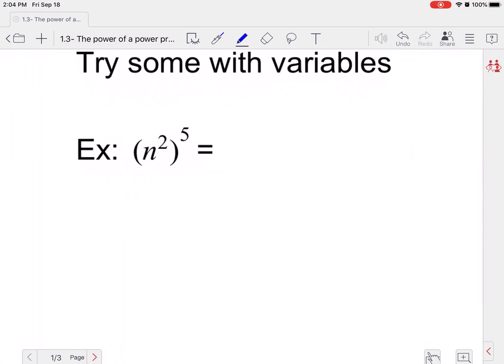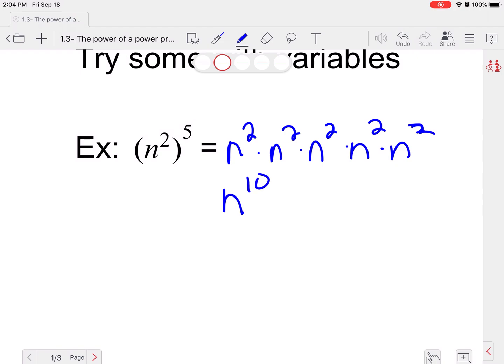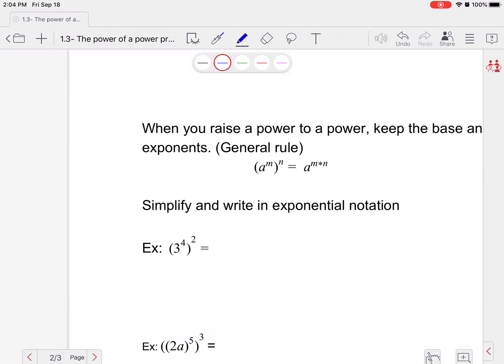So we're going to try some with variables. So n squared to the 5th. This would mean n squared times n squared times n squared times n squared times n squared, 5 times. And if I were to add them up, 2 plus 2 plus 2 plus 2 plus 2 is 10. So this would be n to the 10th. Or again, I can just multiply. 2 times 5 is 10 and get n to the 10th right away. We've got some more on the next page.